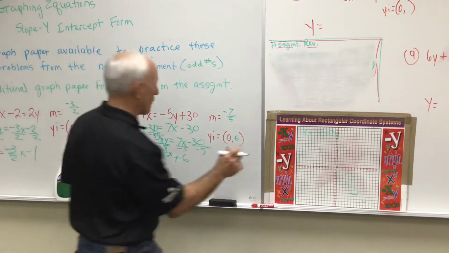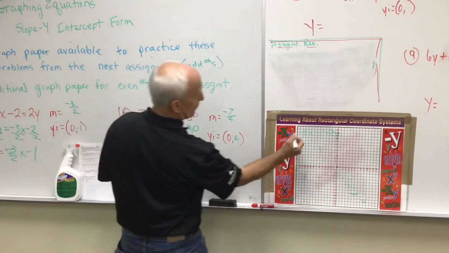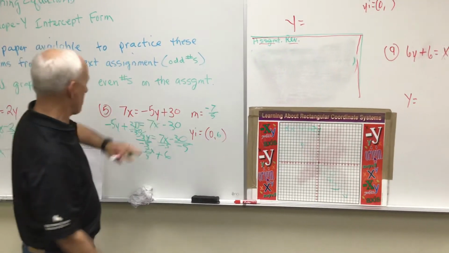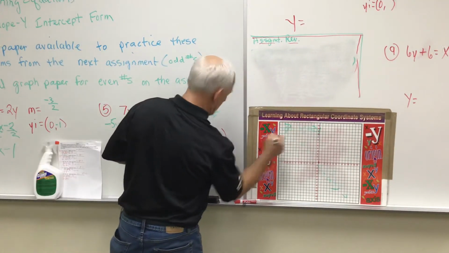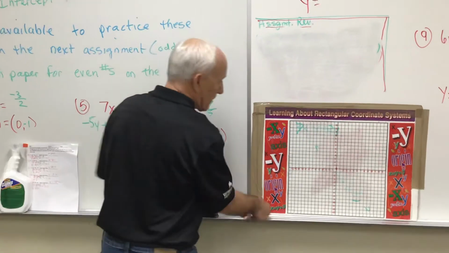So now, over here, let's put your original equation. What was it? 7x. Let me use the red on this. It may do better.